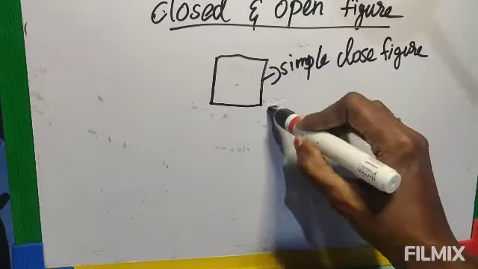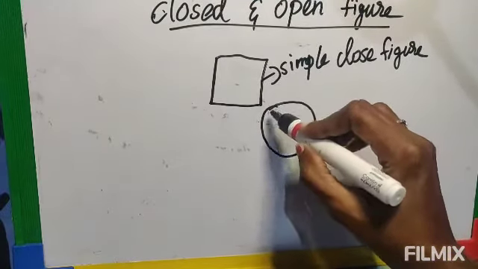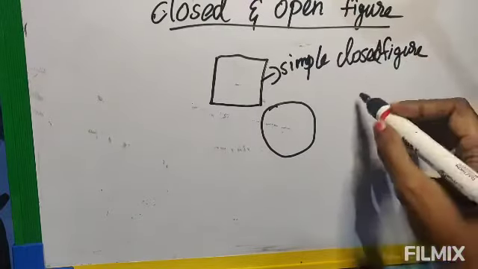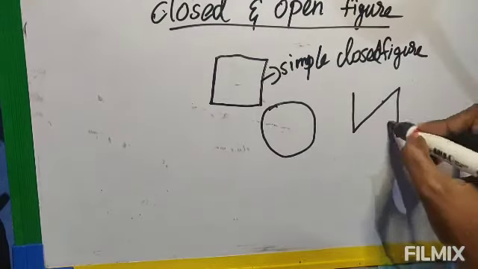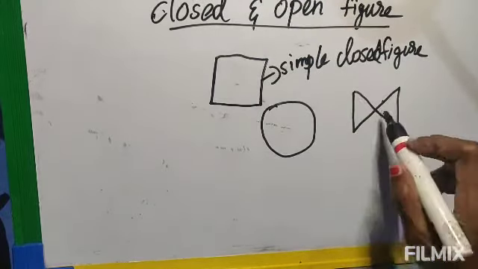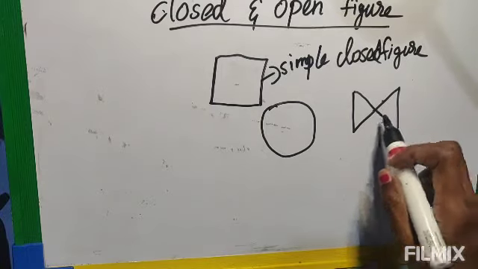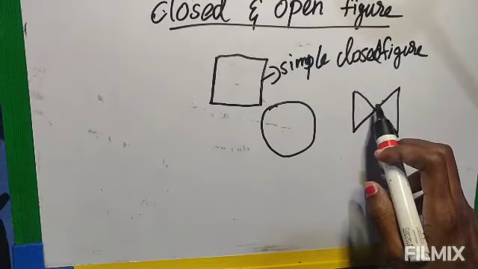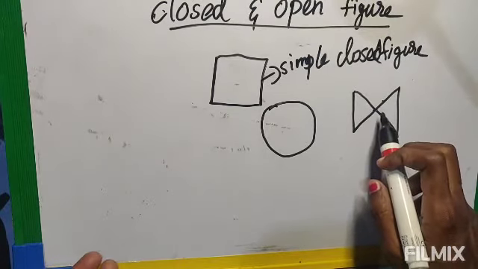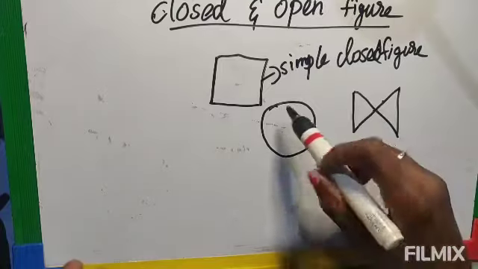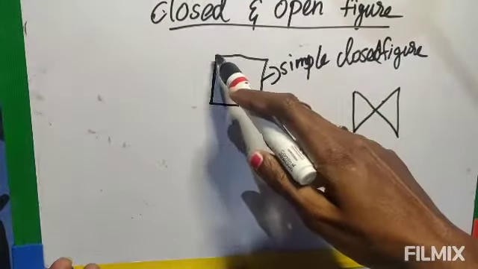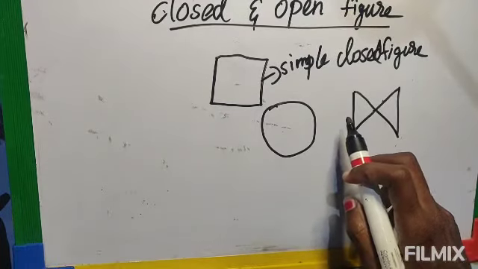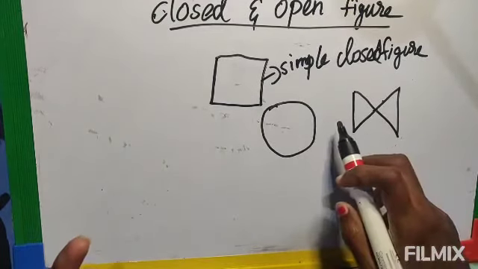Now the same example: a circle starts and ends at the same point, but it is not crossing itself, so it is a simple closed figure. But before, I drew one figure. Did you see? This is a closed figure, but this is not a simple closed figure, because it is crossing itself at this point. They should not meet each other at any point. If they meet at any point, they are not a simple closed figure, they are just a closed figure. If they end at the same point without meeting each other, that is called a simple closed figure. I think now you understood the difference.